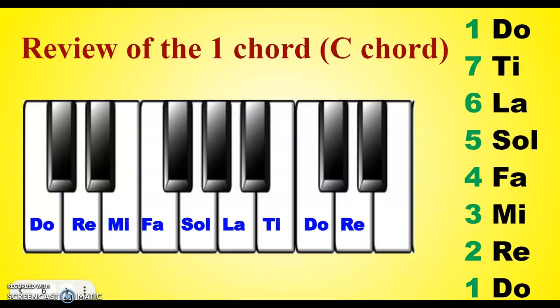Let's review the one chord, the C chord. The one chord is built on the first scale degree, Do. On the piano keyboard, our Do is C. You find the set of 2 black keys, and to the left is Do, the base of this chord. Then we do every other key, so we skip Re, and the second note of the triad is Mi. The third note of the triad is So.